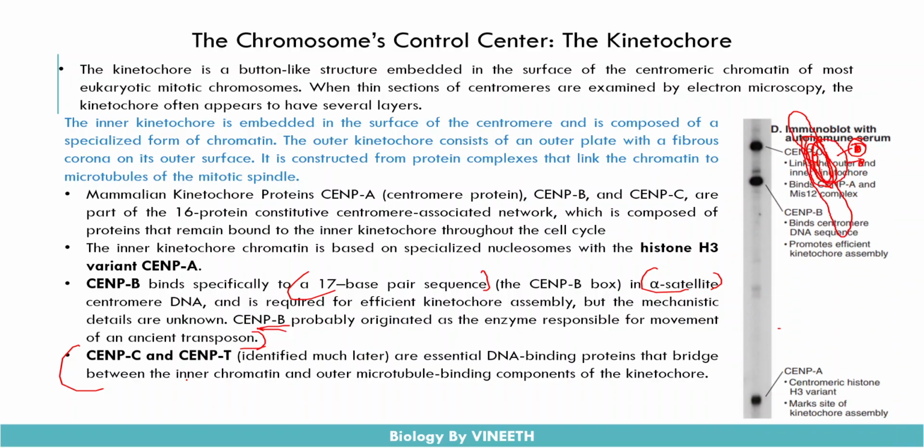This diagram is actually an immunoblot. This immunoblot was obtained from a scleroderma patient. When antibodies are raised in the scleroderma patient, this immunoblot was developed, and it represents the presence of the CENP-A, CENP-B, and CENP-C proteins.